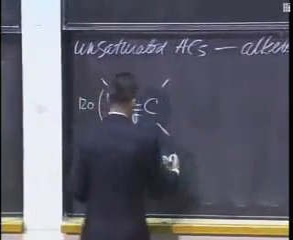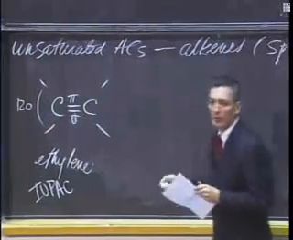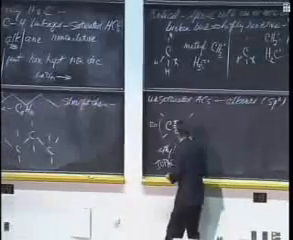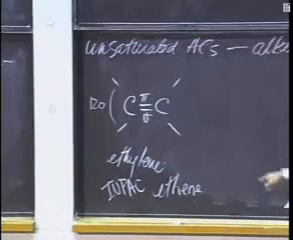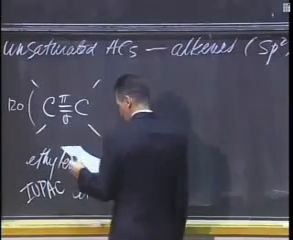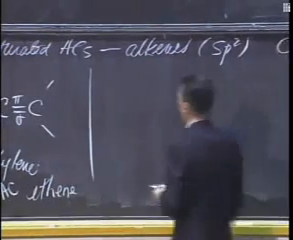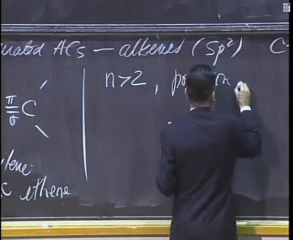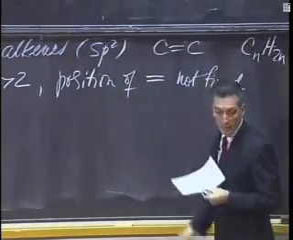Ethylene is the common name for it, but the name that's regulated by the International Union of Pure and Applied Chemistry is following this nomenclature. We take the ETH because C number is 2, and we add ENE. So the formal name for this is ethene, not ethylene, but you can use either one. No one's going to get very agitated about it. And then for n greater than 2, the position of the double bond is not fixed. So we can show examples of that.